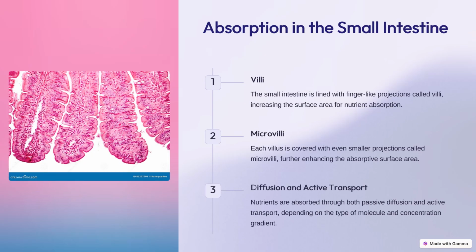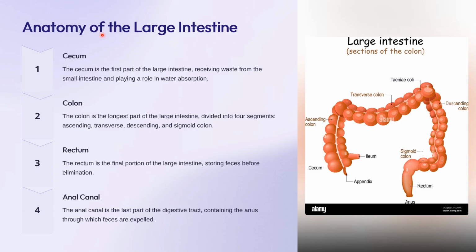Then we'll see absorption in the small intestine. Villi: the small intestine is lined with finger-like projections called villi, which we can see here in the diagram, increasing the surface area for nutrient absorption. Then we also have microvilli. Each villus is covered with even smaller projections called microvilli, which further enhance the absorptive surface area. Diffusion and active transport: nutrients are absorbed through both passive diffusion and active transport, depending on the type of molecule and concentration gradient.